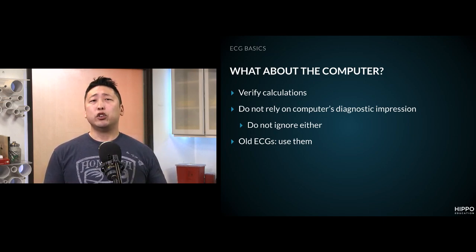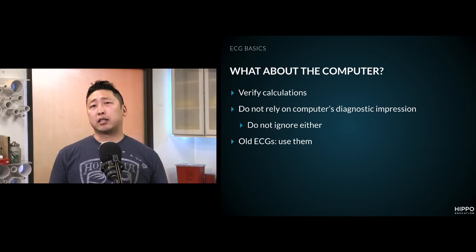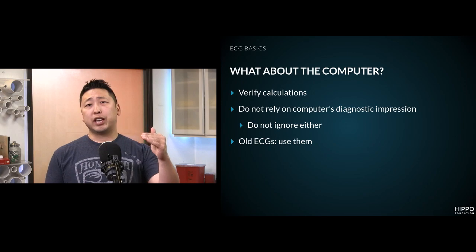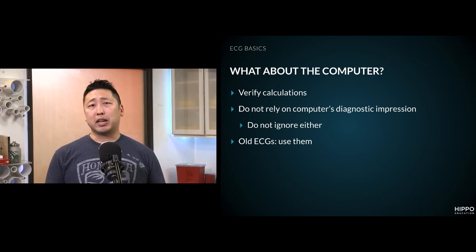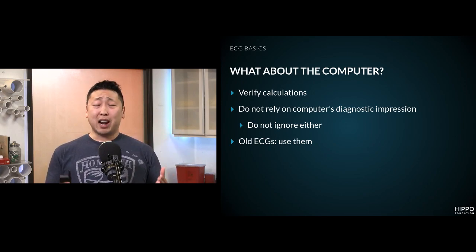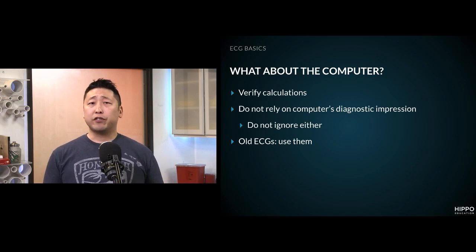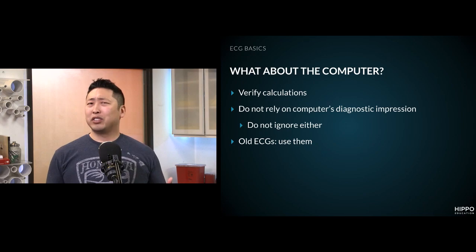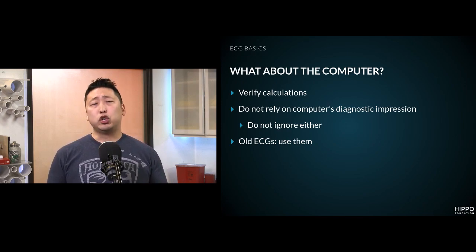Again, it's not perfect, but you want to verify the calculations with your own eyeball and make sure that it actually makes sense. You do not want to rely on the computer's diagnostic impression, but you do not want to ignore it either. If the computer readout is saying acute ST elevation MI suspected, okay, you got to pay attention to that. But if a patient in front of you is like 20 years old, completely asymptomatic and doing fine, well, it's not making a lot of sense. You want to double check everything that's there, but you do not want to ignore something if the red flag is identified by the computer diagnostic impression.